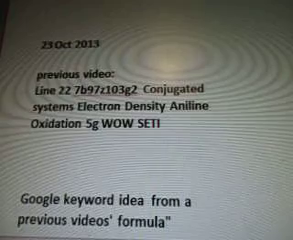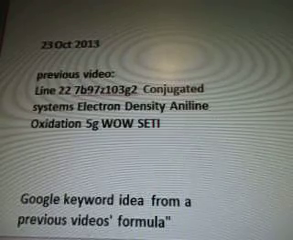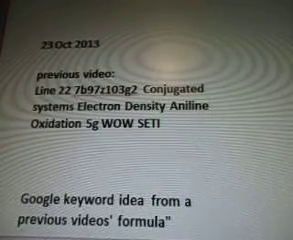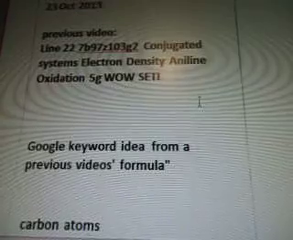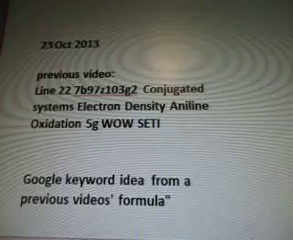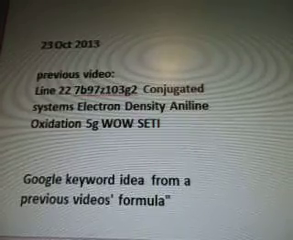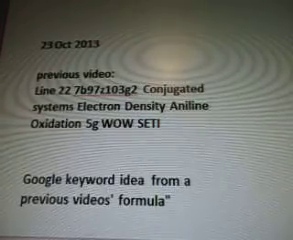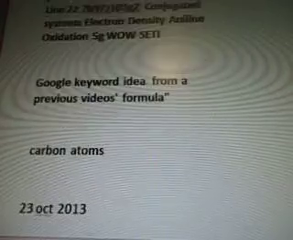103 is divided into several formula videos all the way from A to I. Okay? And it looks like we're almost done with these formulas. So the previous video was line 22, 7b97z103h2, conjugated systems, electron density, aniline, oxidation, 5G Wow Seti.